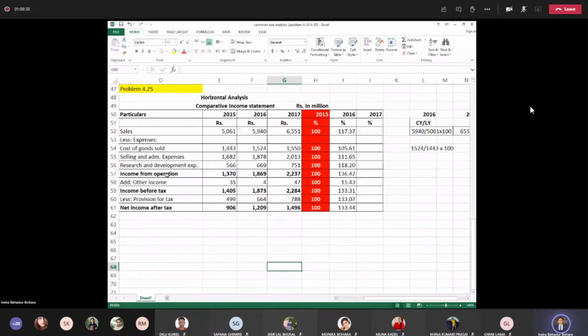Next is income from operations. 1369, 1869 in the current year. 1869 divided by 1369, so it is 136.42 percentage. It means 36.42 percentage increase.